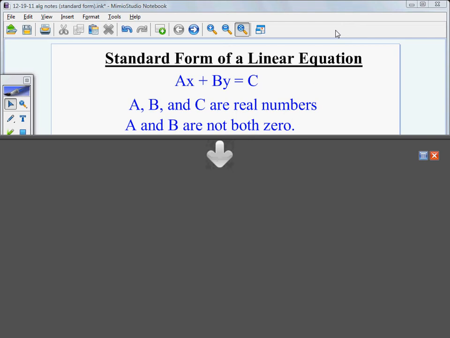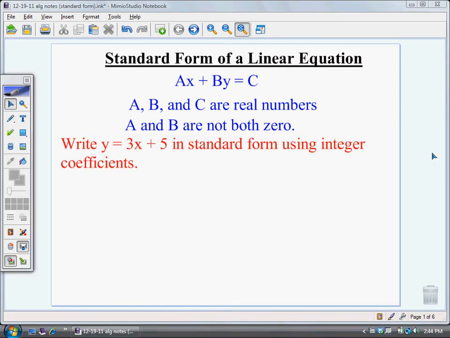Okay, in this lesson we're going to continue on with standard form of a linear equation. We're actually going to start taking equations and write them in standard form. So the first example that I have is: write y equals 3x plus 5 in standard form using integer coefficients. Remember, standard form is ax plus by equals c.